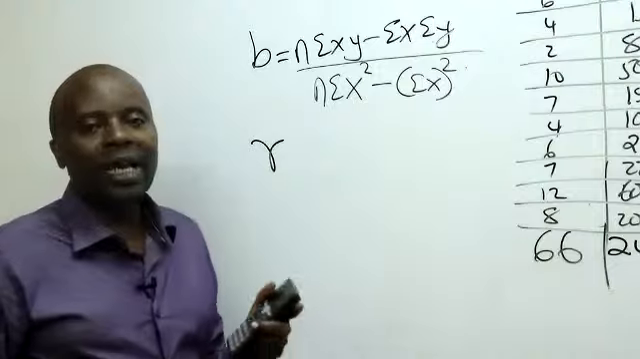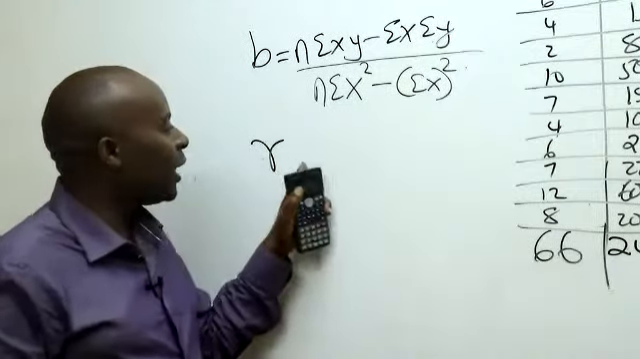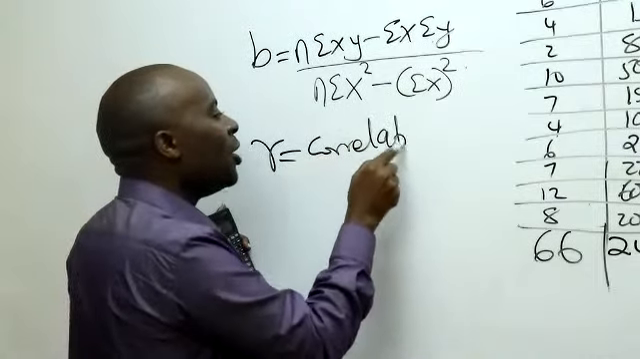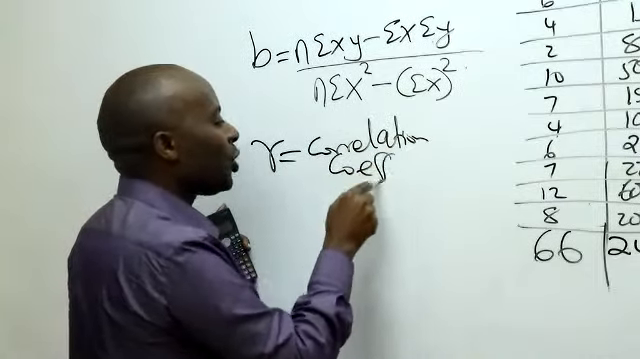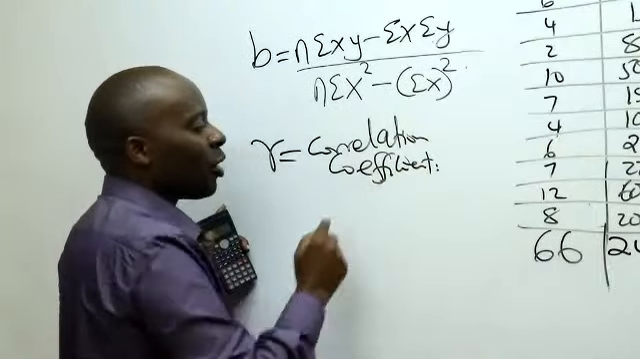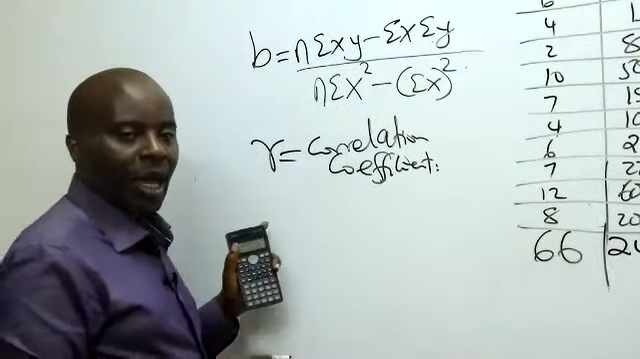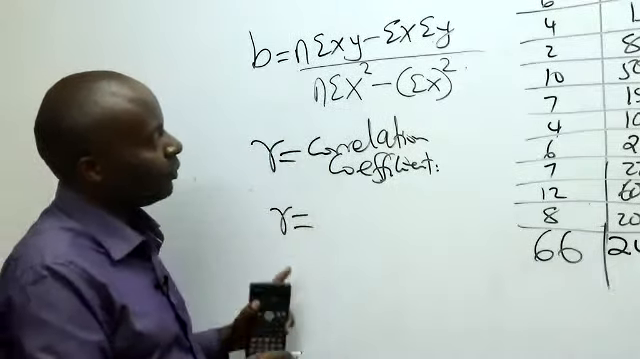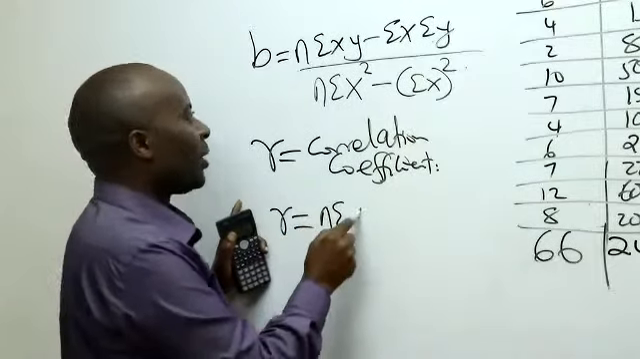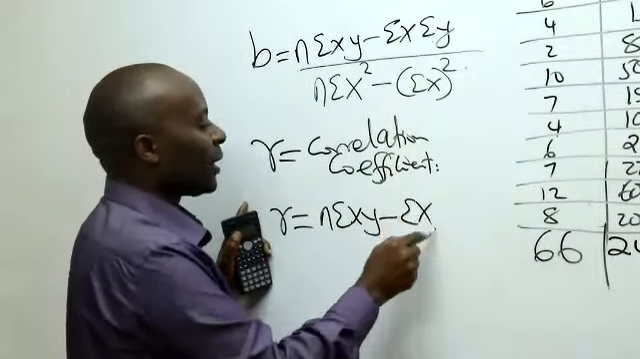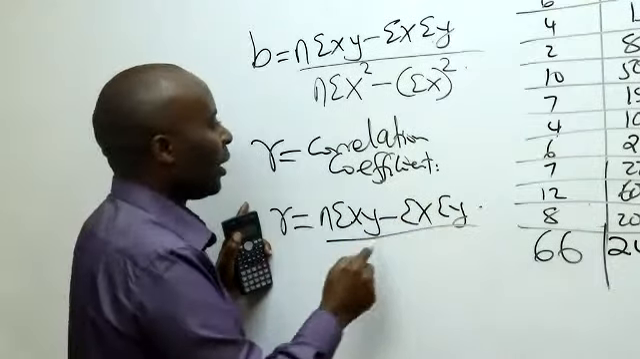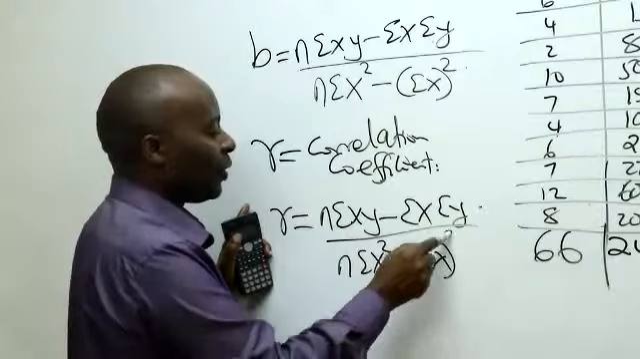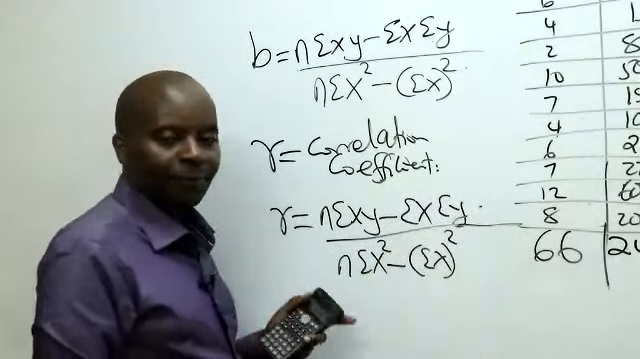Out of this, I will be able to write down the formula of getting r, where r is the correlation coefficient. For us to get this r, I've told you we'll borrow most of the things from here. So it will be n, summations of xy, minus summation of x, summation of y, all over n, summation of x squared, minus open bracket, summation of x, squared, like that.